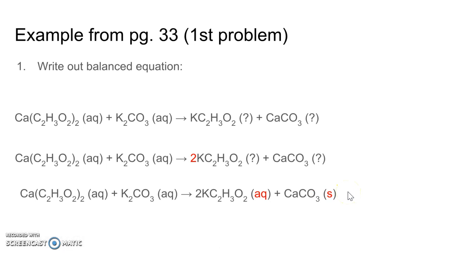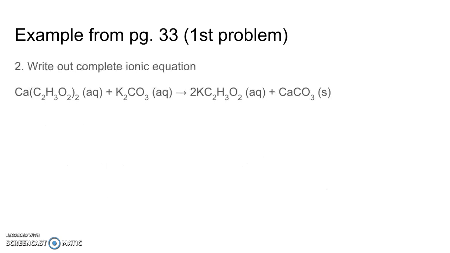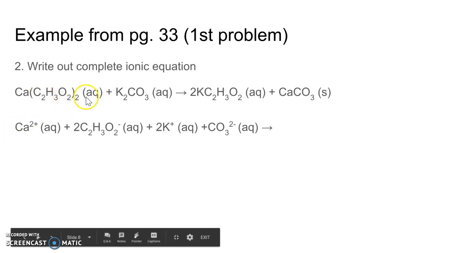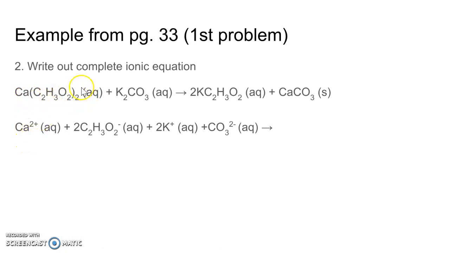All right, great. So now we have a balanced equation where I know the different states of everything. The next thing that I would do using that balanced equation is write out my complete ionic equation. Remember, that means I'm writing out the equation where I have my ions separated in solution. So here are the products. Since this is aqueous, it's going to split into 2 different things. I've got my calcium and 2 acetates that it splits into. Again, it's aqueous, so it's going to split into its 2 different pieces. I've got 2 potassiums and 1 carbonate.